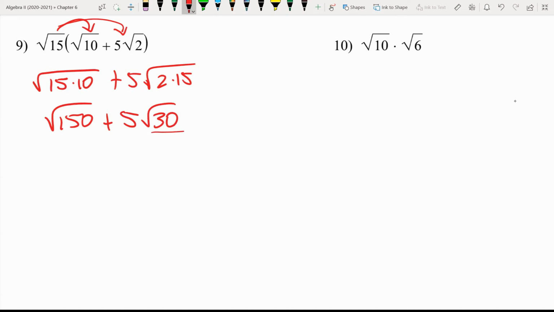You can't really do anything with a 30. It's just 2 times 3 times 5. There's no perfect squares in there. So that's done. We're done with that one.